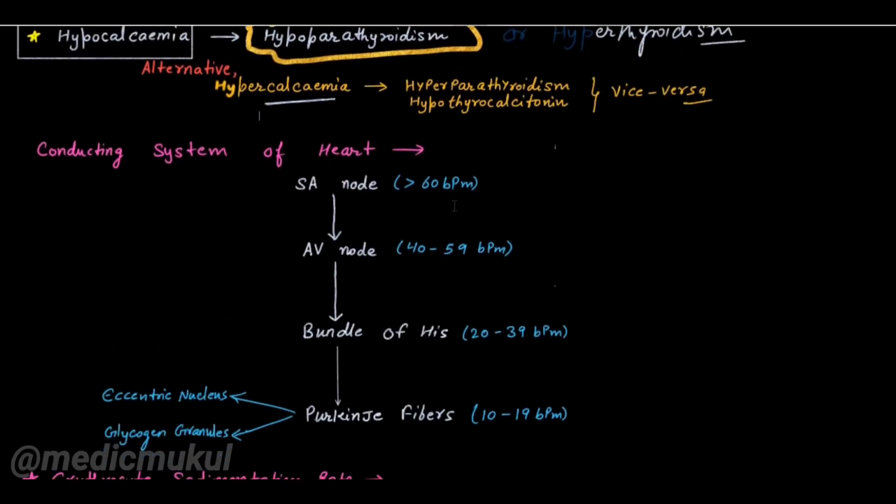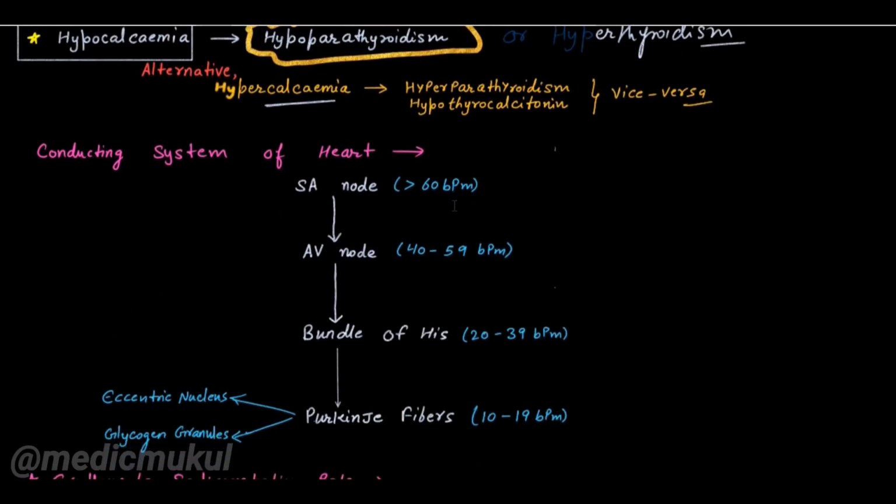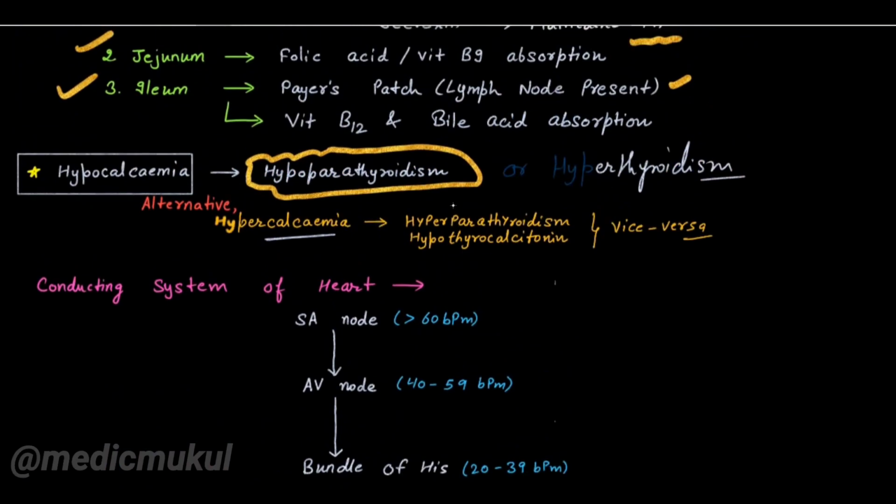Then there is the conducting system of the heart, that is the SA node. Let's talk about one more question here on hypocalcemia. What will the parathyroid do? Will they increase the phosphate reabsorption in the kidney, or decrease the phosphate reabsorption in the kidney? Yes, they will decrease phosphate reabsorption in the kidney. What does it mean? And they increase calcium reabsorption in the kidney.